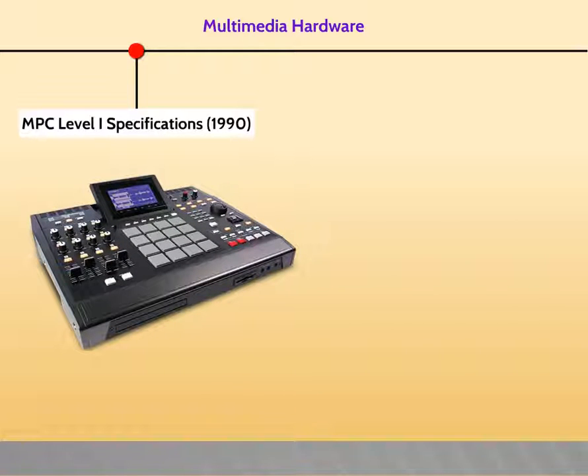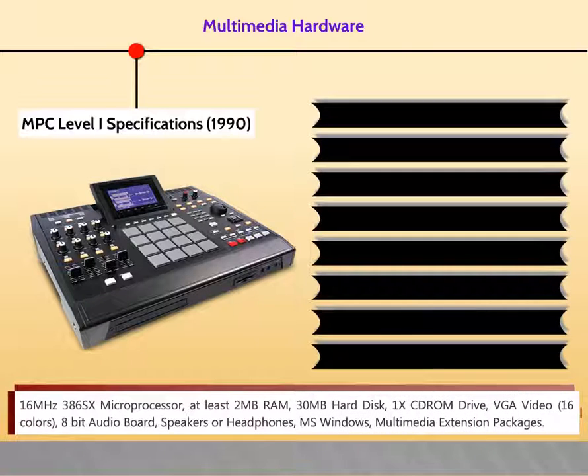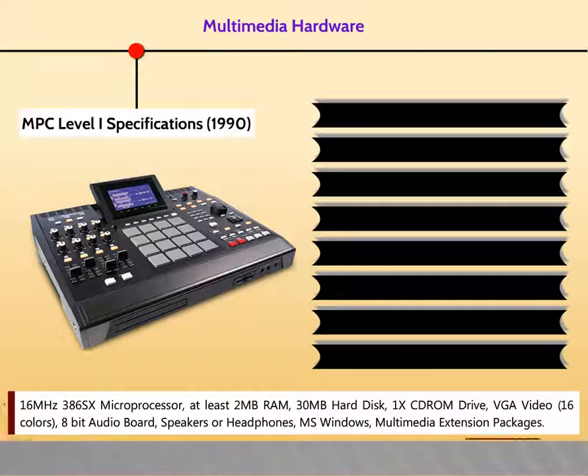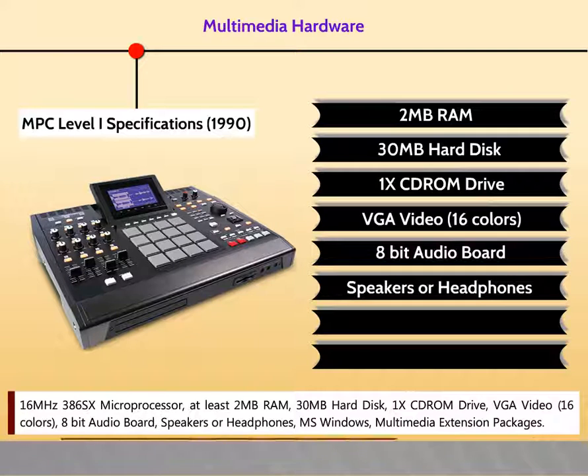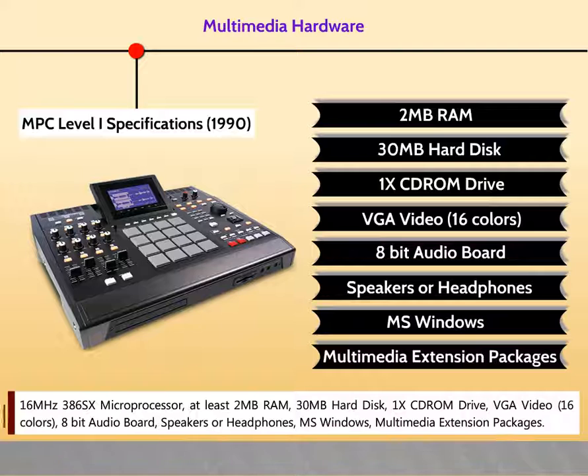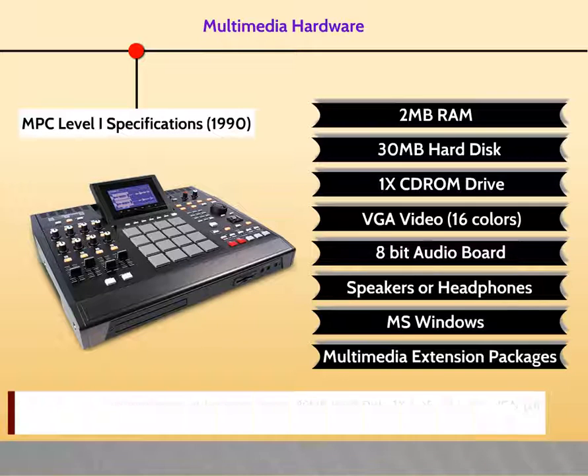MPC Level 1 specifications, 1990: 16 MHz 386 SX microprocessor, at least 2 MB RAM, 30 MB hard disk, 1X CD-ROM drive, VGA video, that is 16 colors, 8-bit audio board, speakers or headphones, MS Windows, and multimedia extension packages.